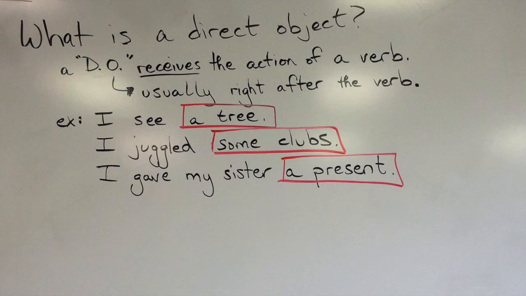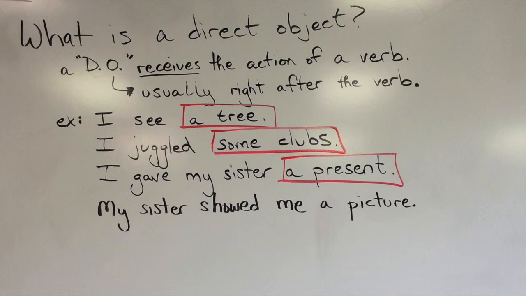In the next one, we can say, my sister showed me a picture. Once again, the word me is right after the verb, but it is not our direct object, because the direct object is the thing which is actually being put on display. We're showing something. We are putting something on display. In this example, it isn't me which is on display. What is actually being displayed here? The picture is being displayed, and so the picture is our direct object.